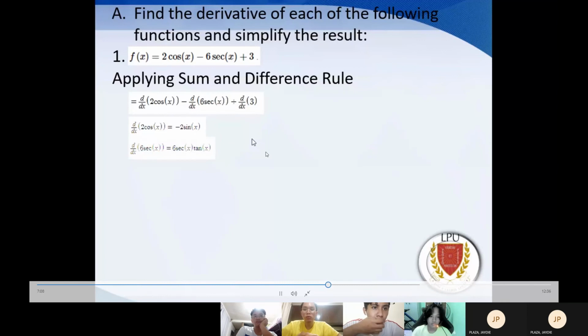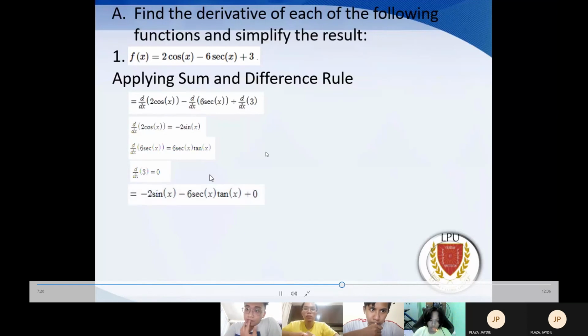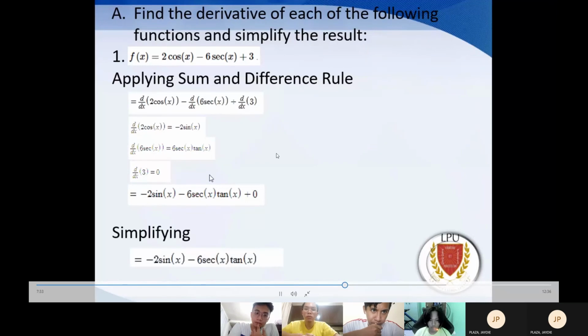For the other one, we have 6 secant x, and the derivative of secant x is secant x tangent x. We have a constant 6, so bring that out of the differentiation formula. And the derivative of x is simply 1, so we have here an invisible multiplied by 1. And lastly, the derivative of a constant is 0. Combining the 3, we have negative 2 sine x minus 6 secant x tangent x plus 0, or simplifying, we have negative 2 sine x minus 6 secant x tangent x. So this is our answer for example number 1.